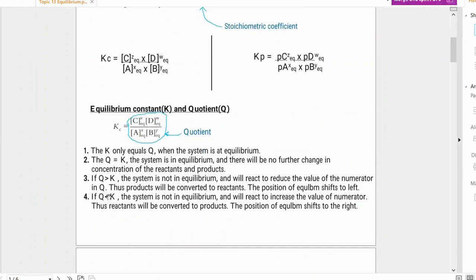Opposite here, if the quotient is smaller than the equilibrium constant K, the system is also not in equilibrium and will react to increase the value of the numerator. Therefore, reactants will be converted more to products. Therefore, the position of equilibrium shifts to the right.